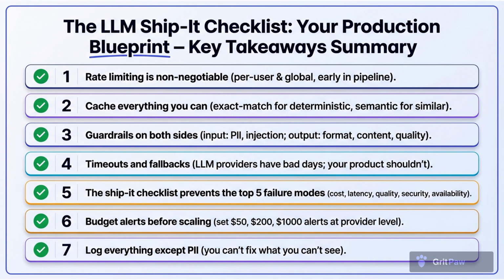Sixth, set budget alerts before scaling. Configure spending caps and alerts at your LLM provider and cloud accounts for $50,000 to $100,000 thresholds. This provides early warning signs of unexpected costs.